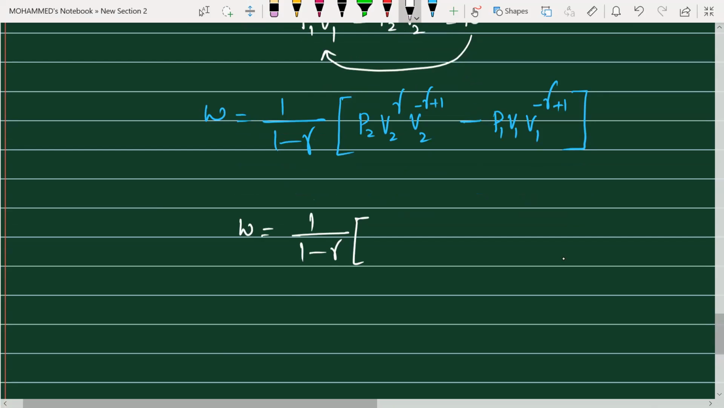that can be written as P2 into V2 minus this one, P1. Again V1 is common here. So it is P1 V1 to the power of gamma. So V1 to the power of gamma, V1 to the power of minus gamma, so plus gamma minus gamma will get cancelled. So it is P1 V1 to the power of gamma. Everything will get cancelled. So I'm getting P2 V2 minus P1 V1. Is it clear?